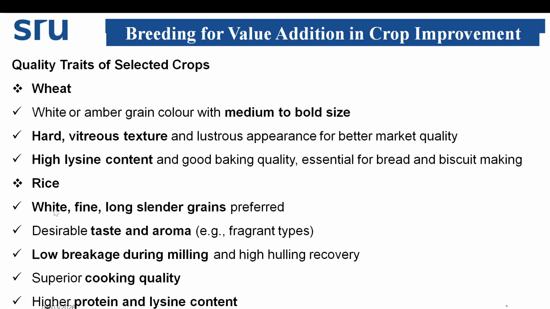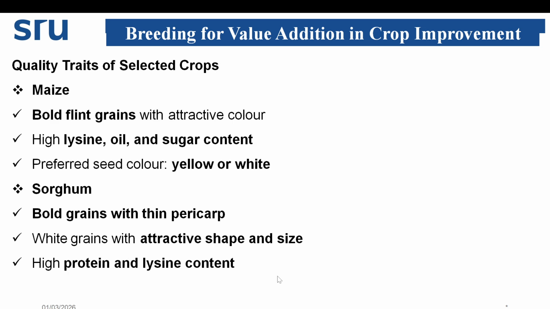Rice. Next crop is rice. So wide, fine, long, slender grains are preferred. Desirable taste and aroma, that is fragrant types. Low breakage during milling and high hulling recovery. So superior cooking quality, higher protein and lysine content.